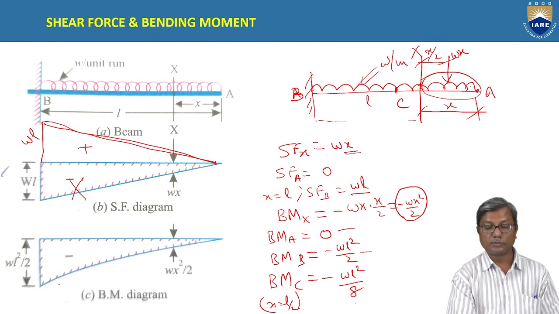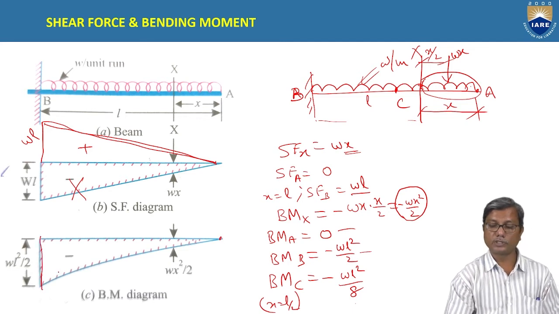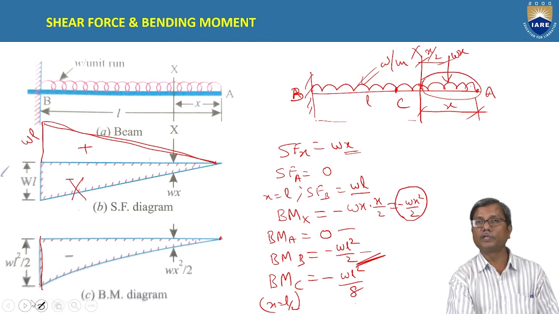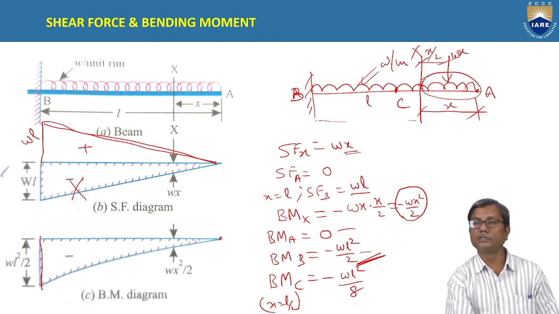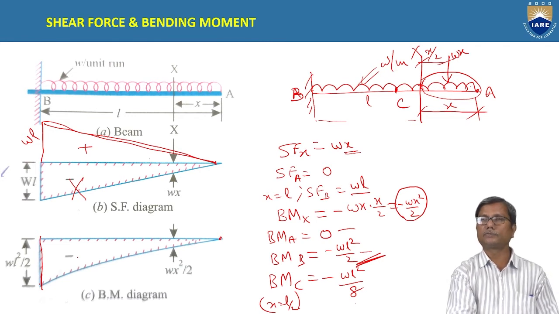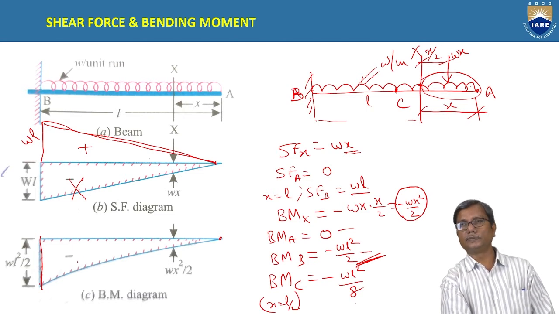Similarly, coming to bending moment, it is the same convention. 0 here and WL square by 2 at the fixed end. Maximum bending moment will be at the fixed end. For a cantilever, the maximum bending moment will be at the fixed end.